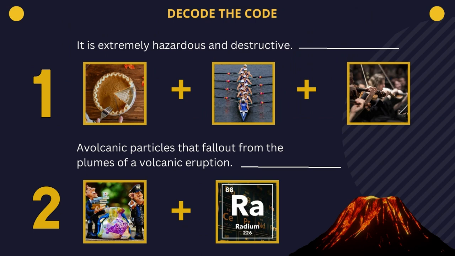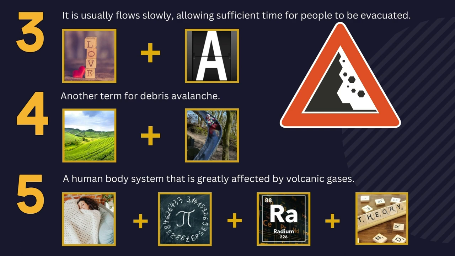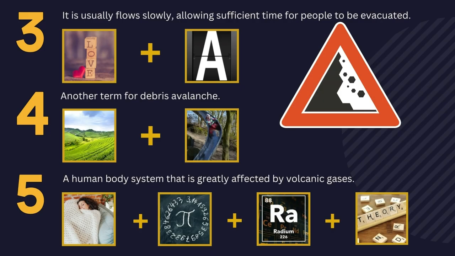Number 1. It is extremely hazardous and destructive. Number 2. Volcanic particles that fall out from the plumes of a volcanic eruption. Number 3. It usually flows slowly, allowing sufficient time for people to be evacuated. Number 4. Another term for debris avalanche. Lastly, number 5. A human body system that is greatly affected by volcanic gases.